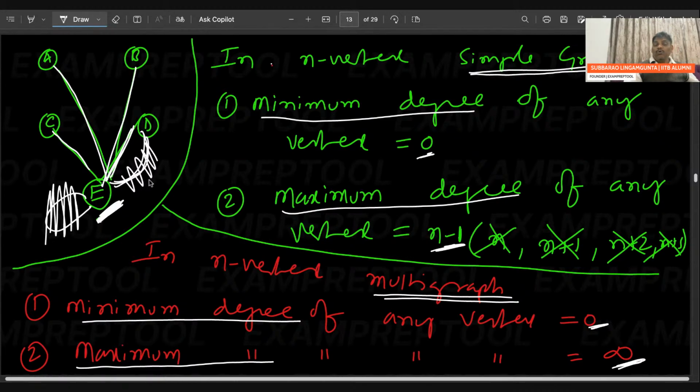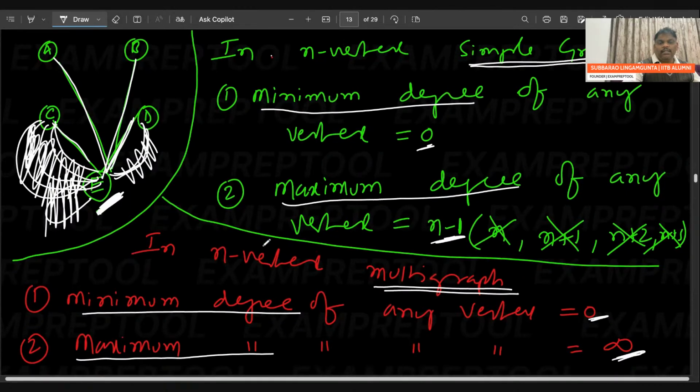You may ask, sir, how infinite? See this one? This may be a parallel edge, this may be a parallel edge, this may be a parallel edge. Many times you can write. So when you keep many times, automatically it will become infinite.